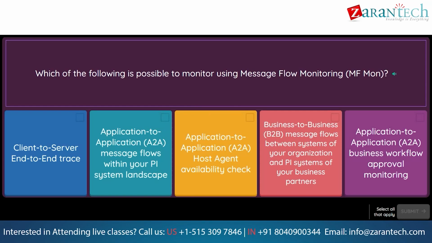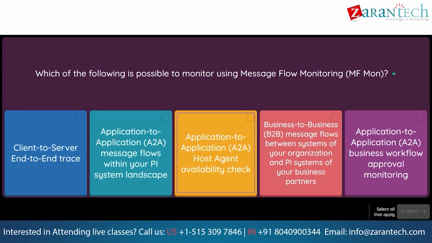Question: which of the following is possible to monitor using message flow monitoring, MFMon? Option 1: client to server end-to-end trace. Option 2: application to application, A2A, message flows within your Pi system landscape. Option 3: application to application, A2A, host agent availability check. Option 4: business to business, B2B, message flows between systems of your organization and Pi systems of your business partners. Option 5: application to application, A2A, business workflow approval monitoring.